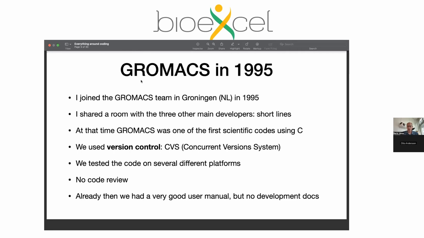And of course, as you probably all realize, version control is very important. So this was a big advantage, especially if you found bugs, you could go back and figure out when they came and what was affected.